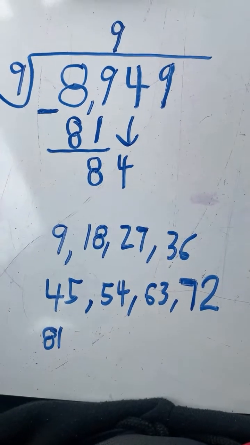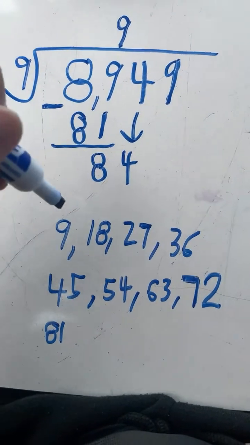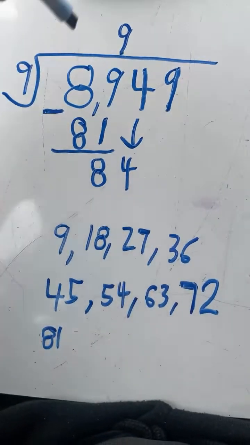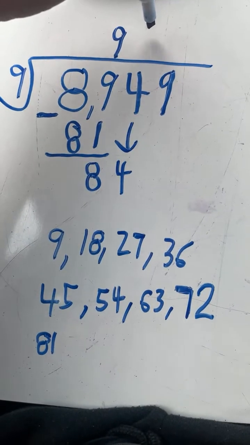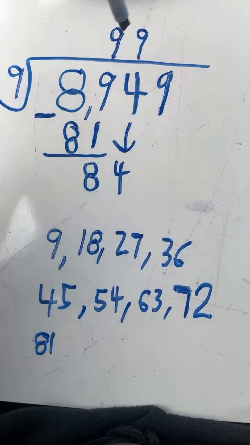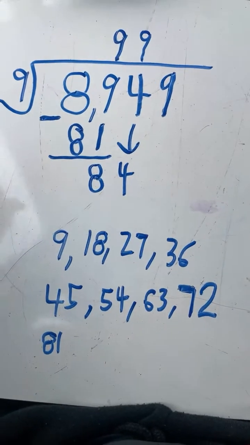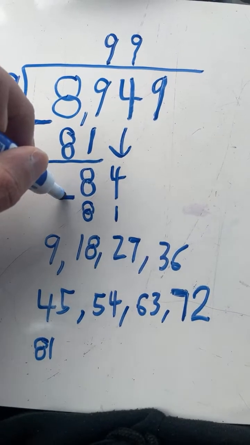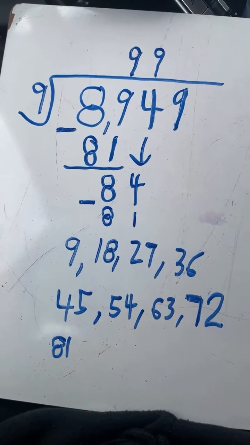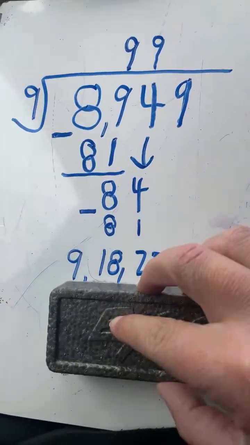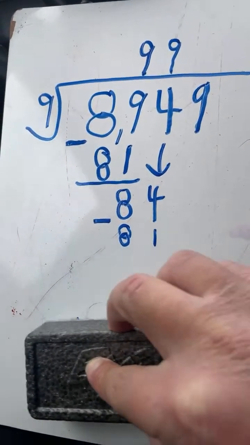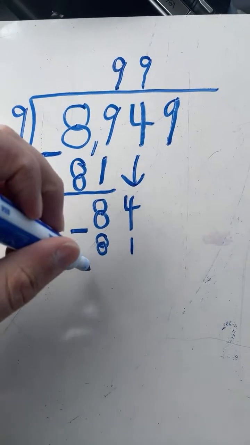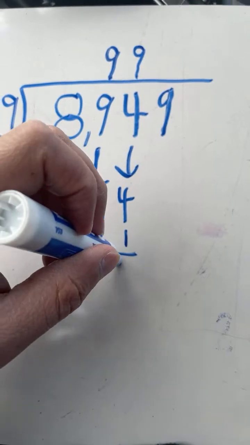If I count by 9 again, I'll be at 90, which is too far, but we've gotten 1, 2, 3, 4, 5, 6, 7, 8, 9. So again, 9 groups of 9 go into 84. Now 81 was the closest we could get to 84 without going over, so 81 is what we subtract. Let me get all the numbers that I skip counted out of here. 84 minus 81 equals 3.